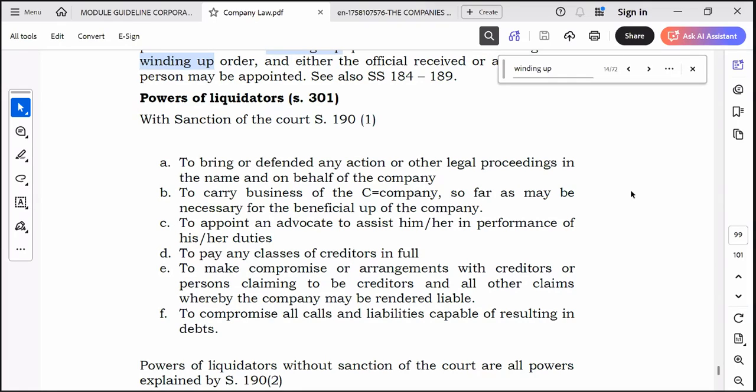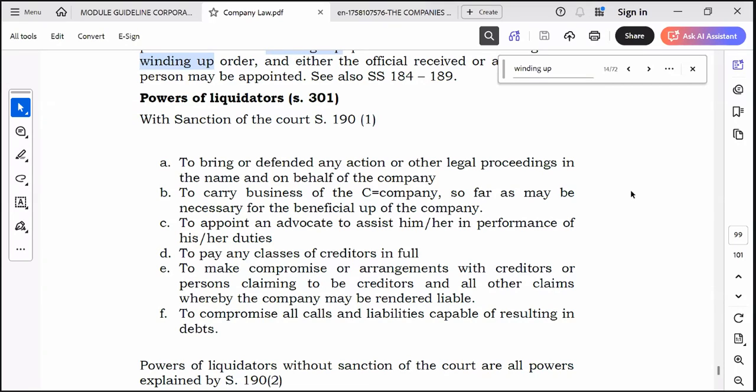Bring or defend any action in the name or on behalf of the company, because he is the one who looks at whether the company is owed by someone, or is indebted, he stands there. To carry on the business of the company for the beneficial winding up, to appoint an advocate, to pay any classes of creditors in full. He is the one responsible to collect debts, pay, and ensure everyone has been paid in that order of payment. So you will see most of the responsibilities as stated in section 304 of the New Companies Act, they are there.